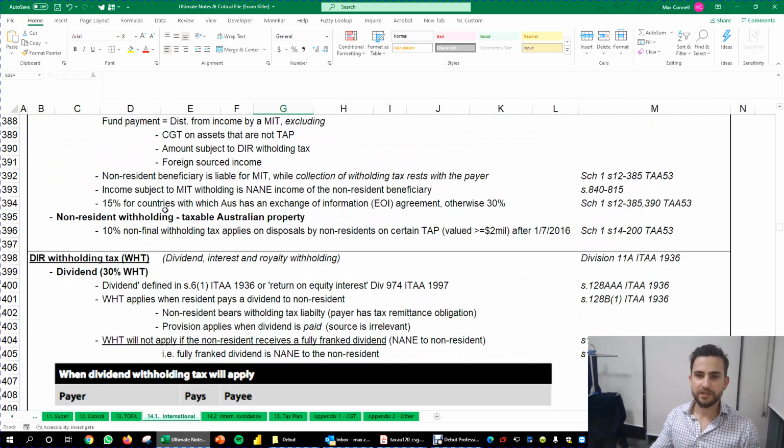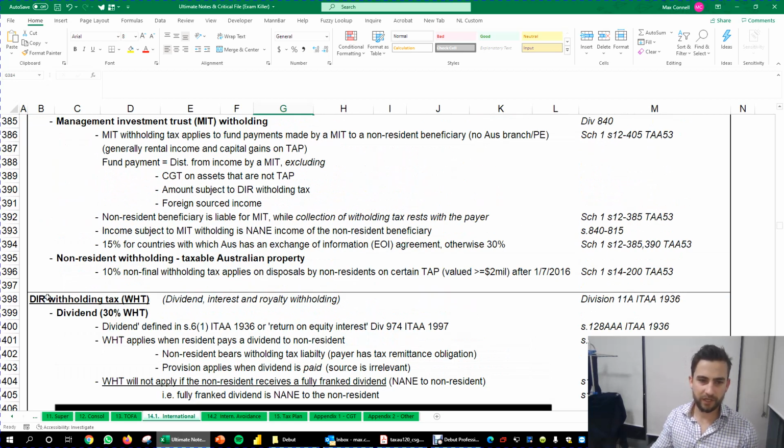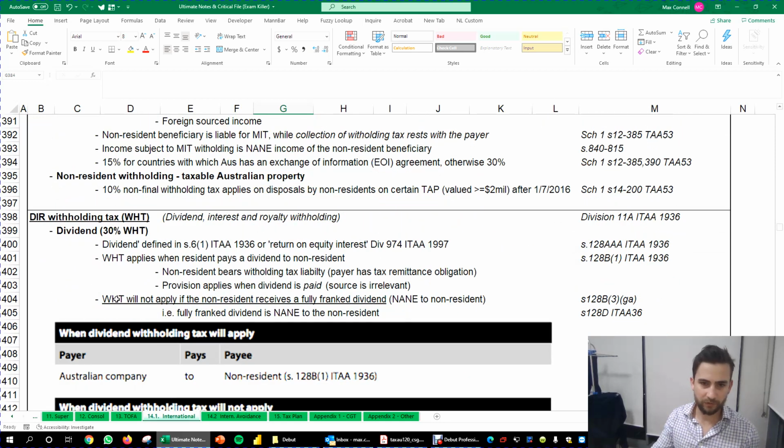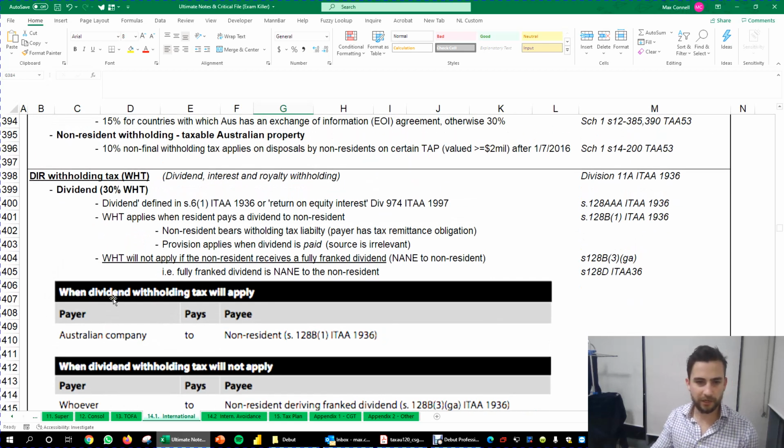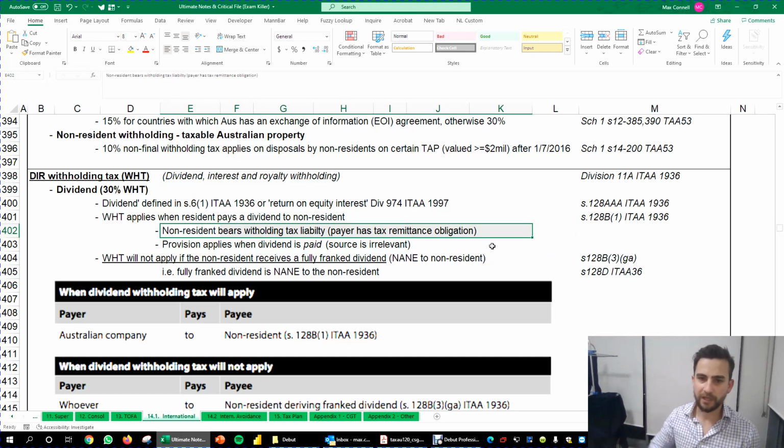Dividend withholding tax. So the biggest ones are dividend, interest, and royalties. That's 30% withholding tax, which makes sense because that's roughly the company tax rate in Australia historically as well. So any equity distribution is going to have that where there's no other exemption applicable. So it applies when a resident pays a dividend to a non-resident. The non-resident bears withholding tax, and the payer has a tax remittance obligation, i.e., the stock exchange or the person selling the house has to actually withhold the money and lodge it to the government. The obligation's on them, not the non-resident. So the provision applies when the dividend is paid.